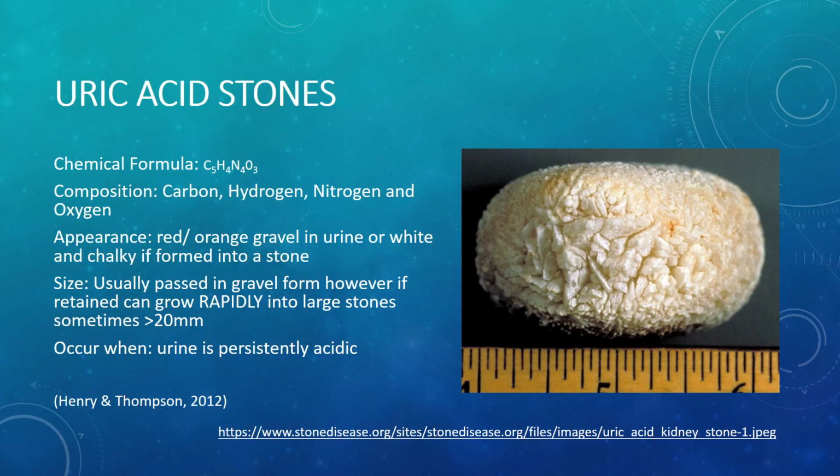breakdown, the stones can appear red or orange in pigment, and often pass in urine as a red or orange gravel. If retained and a stone is formed, it can appear white and chalky if hemoglobin breakdown products are not absorbed. Because the entire process of uric acid stone development depends solely on the acidity of the patient's urine, this type of stone is relatively easy to treat and prevent.